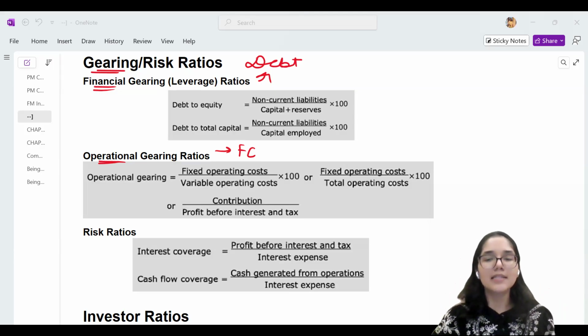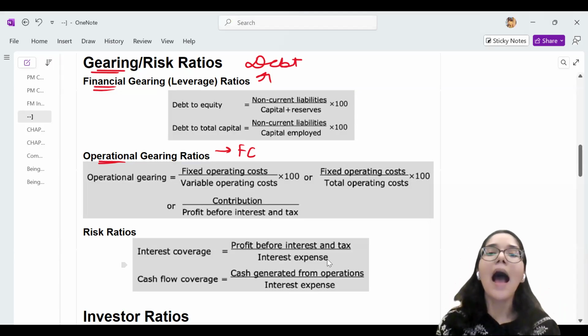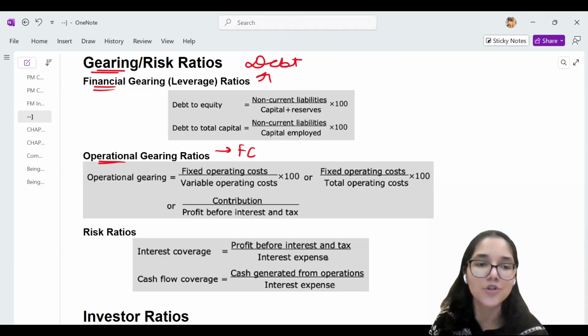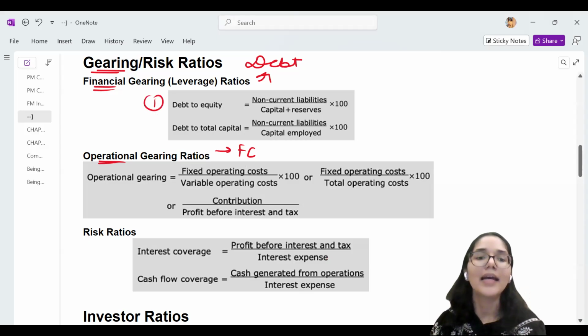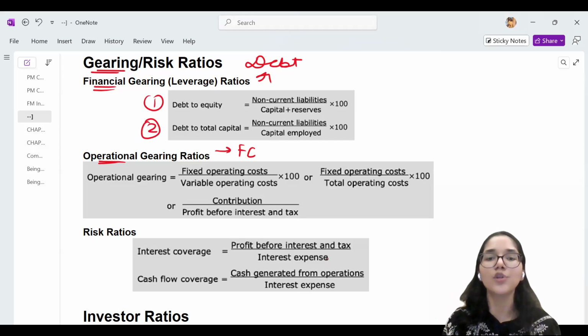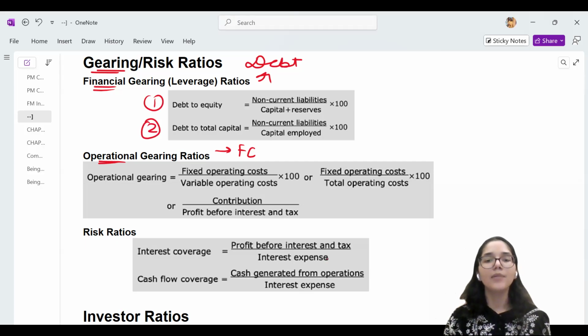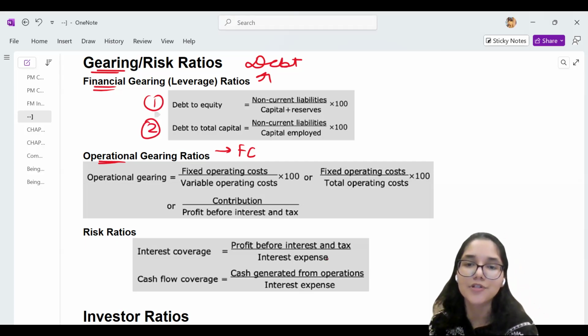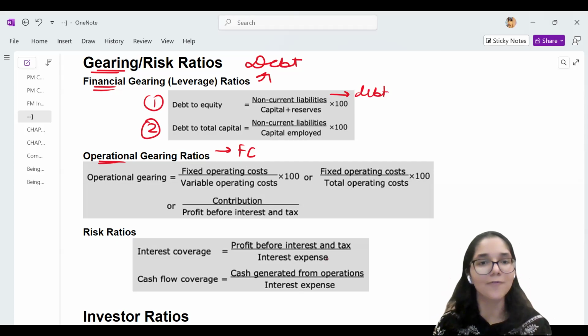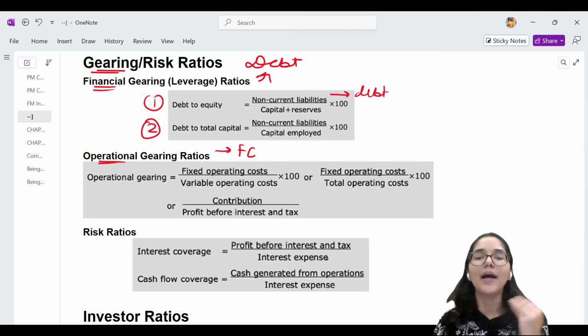So here with these ratios, we are trying to measure how much debt the company has in comparison to something else. In the first ratio, we are comparing debt to equity. In the second ratio, we are comparing debt to the total capital. So for the first ratio, you people see the formula. The formula is non-current liabilities, which is nothing but a fancy word to say debt. This is the amount of loans that you have taken for a long period of time, which is debt. And you divide it by the equity.